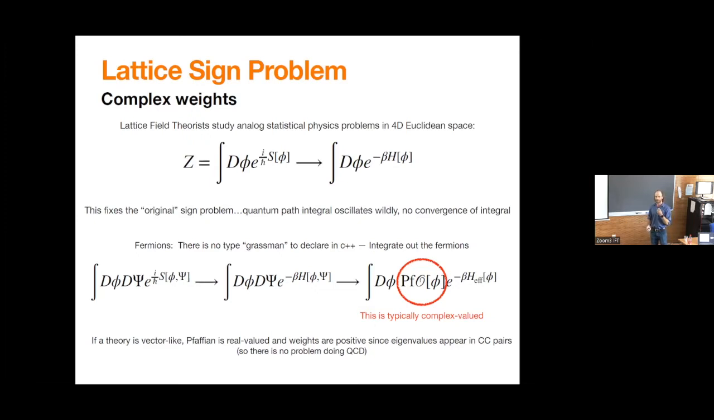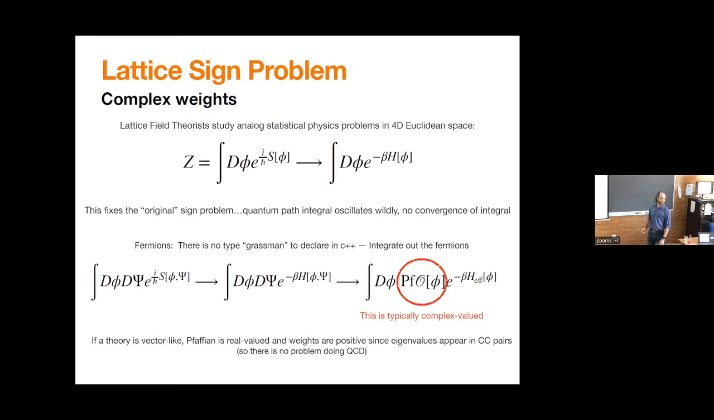So now let's see how you can get additional sign problems even after you perform this trick. For fermions, you can't directly sum over fermions in these path integrals, because there's just no type for Grassmann numbers, right? You can't implement Grassmann variables in C++. So what you do is you integrate out the fermions. So you start off with your path integral here, you Wick rotate and get this analogous statistical physics problem.